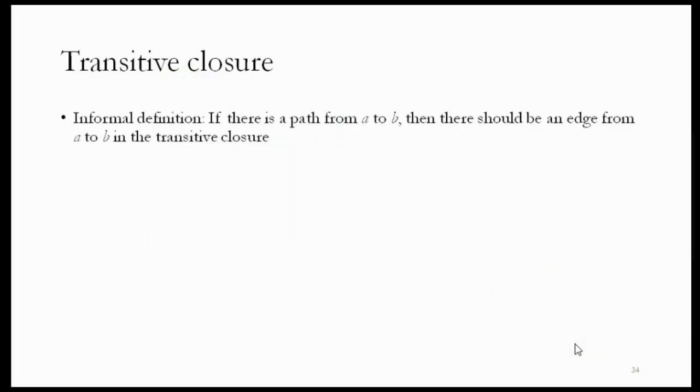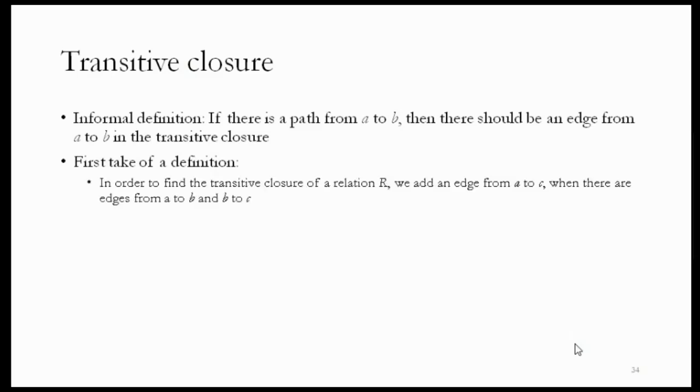Informal definition of the transitive closure: if there is a path from A to B, then there should be an edge from A to B in the transitive closure. Formally, in order to find the transitive closure of a relation R, we add an edge from A to C when there are edges from A to B and B to C. So here (1, 2) and (2, 3) are there. We should also add (1, 3) in the relation.